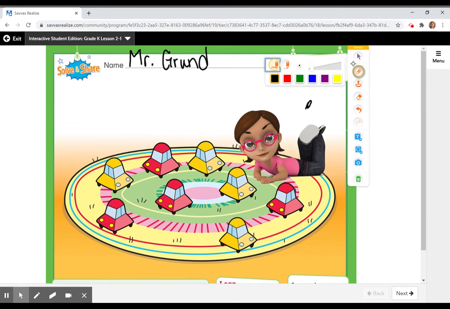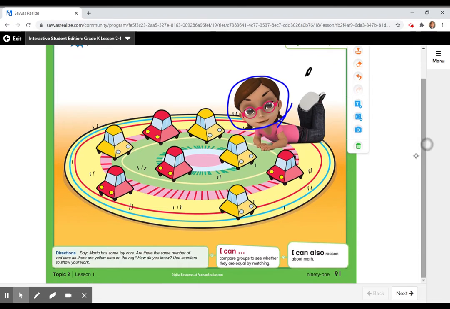Good. Now we have our friend Martha. Here's Martha, and she is playing with some toy cars at her house. And we need to figure out if there are the same number of red cars as yellow cars. Are they the same or are they different? And how do you know?